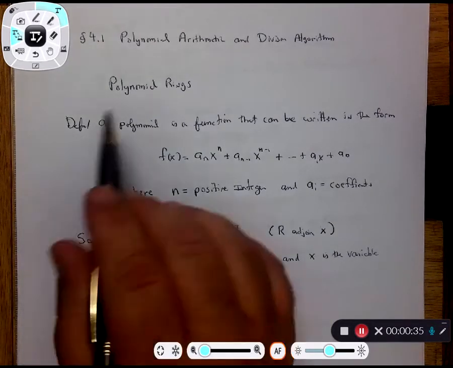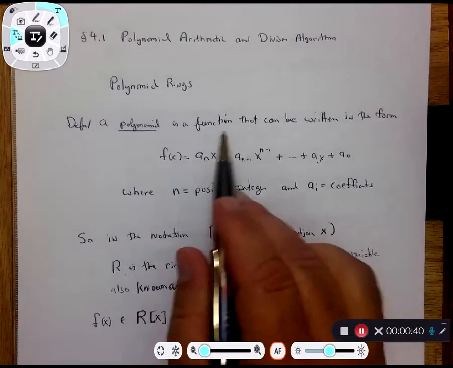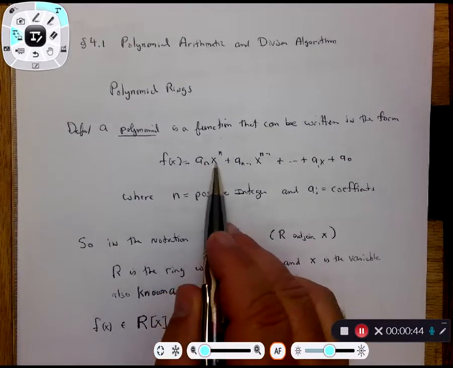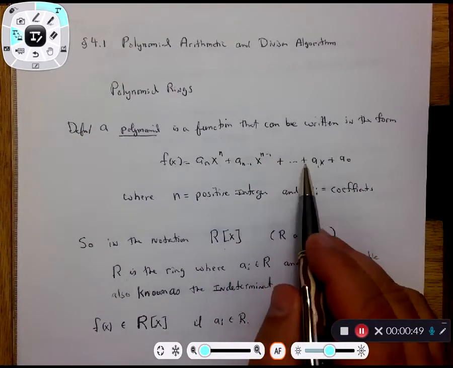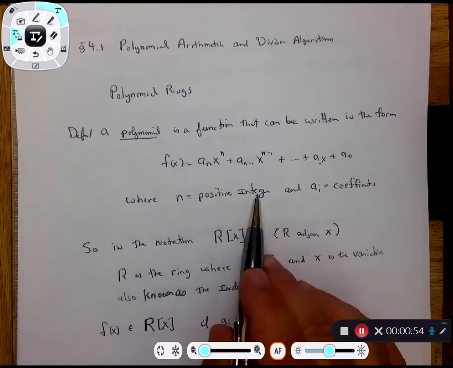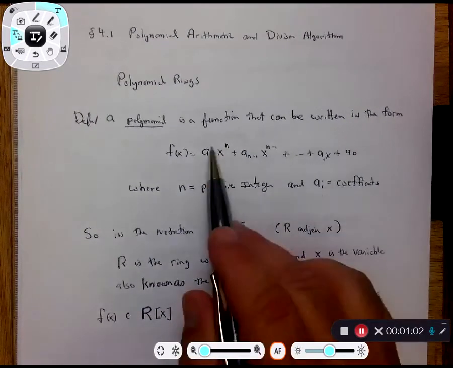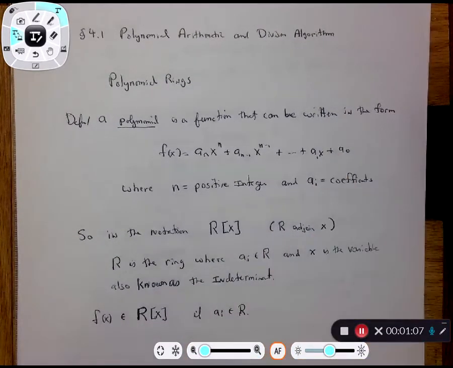So, polynomial rings. Remind yourself, a polynomial is a function that can be written in the form f(x) = a_n x^n + a_{n-1} x^{n-1} + ... + a_1 x + a_0, where n is a positive integer, so all the exponents of the x's are going to be positive integers, and the a_i are the coefficients, all the coefficients in terms of all the x terms, and this is the constant coefficient. So the a_i's are the coefficients.